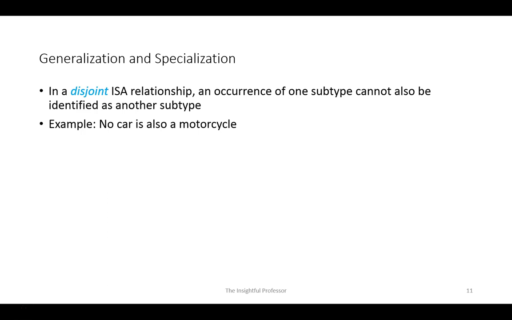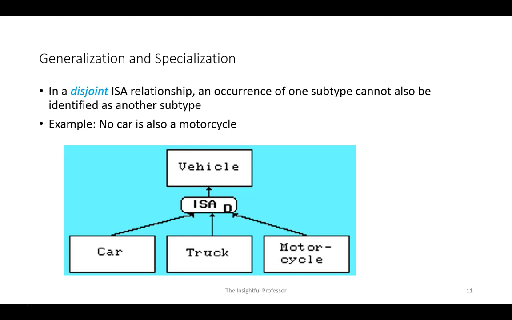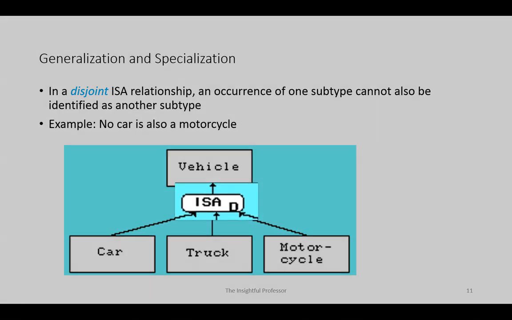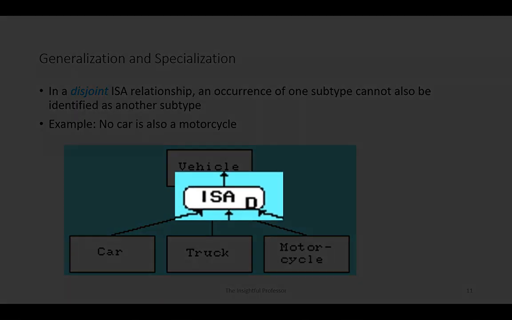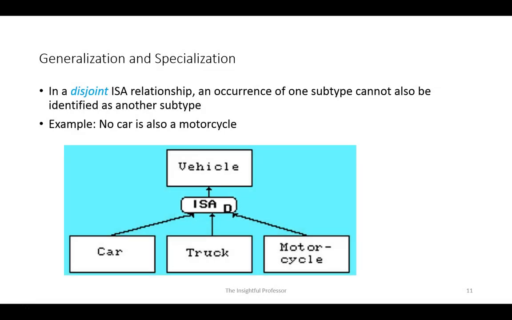How do we represent this in a diagram? We would see something along this line. The is-a relationship is drawn as an oval connecting the supertype and the respective subtypes. The notion of disjointness is indicated by the letter D within that oval. And this would tell us that if you have a vehicle, it is a car or a truck or a motorcycle, but it cannot be any combination of these. This is indicating non-overlapping subtypes.